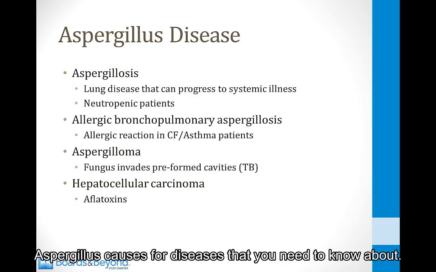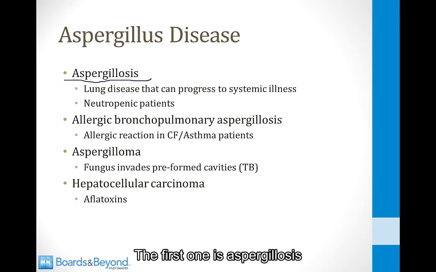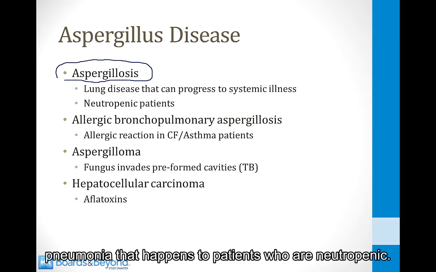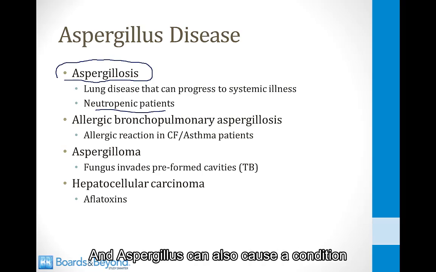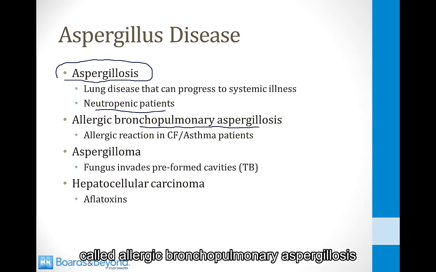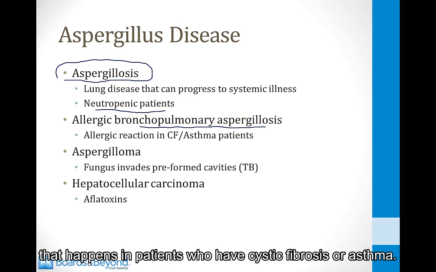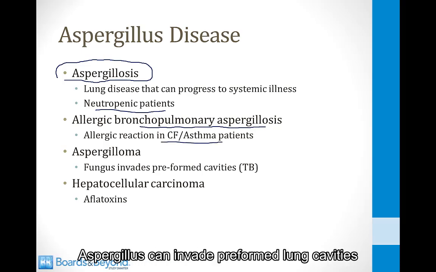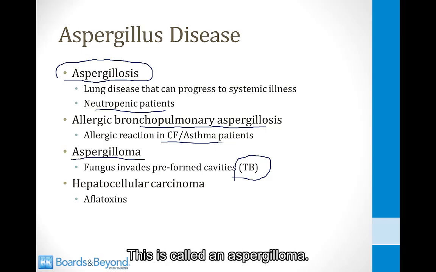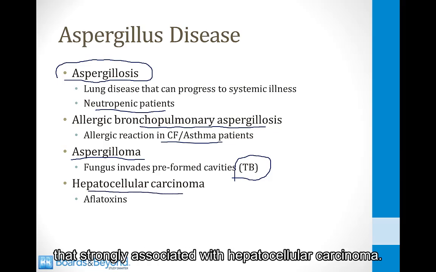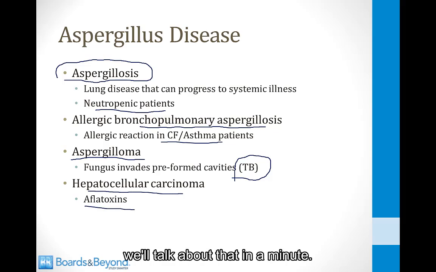Aspergillus causes 4 diseases that you need to know about. The first one is aspergillosis, and this is the classic severe pneumonia that happens to patients who are neutropenic. We'll talk more about that in a minute. Aspergillus can also cause a condition called allergic bronchopulmonary aspergillosis. This is an allergic reaction to the fungus that happens in patients who have cystic fibrosis or asthma. Aspergillus can invade preformed lung cavities, classically cavities created by tuberculosis, and form a fungus ball. This is called an aspergilloma. And then finally, Aspergillus makes a toxin that's strongly associated with hepatocellular carcinoma. It's called an aflatoxin. We'll talk about that in a minute.